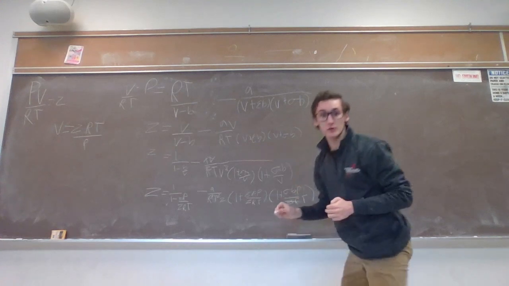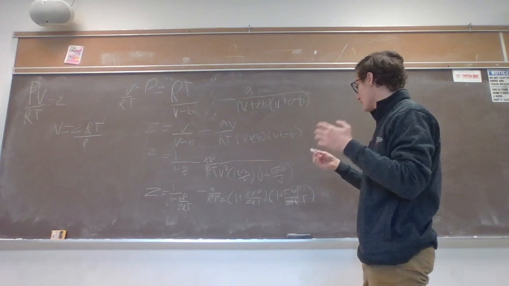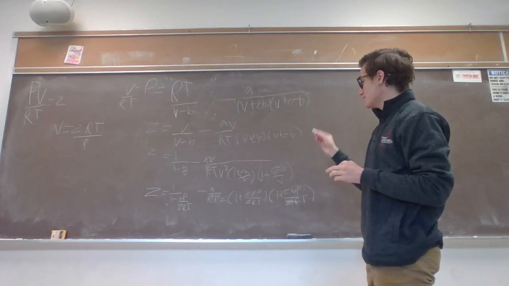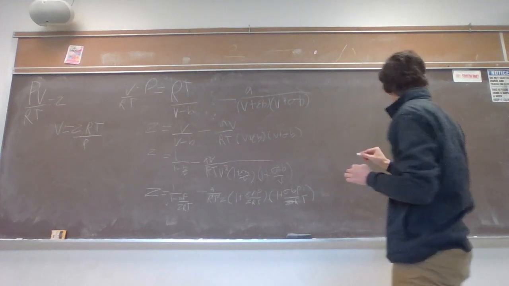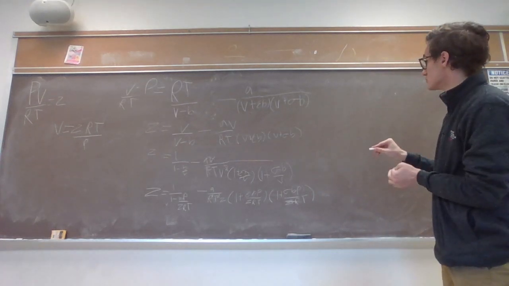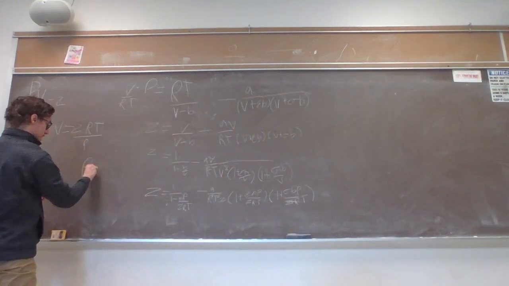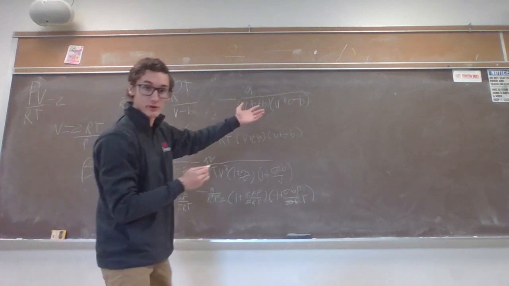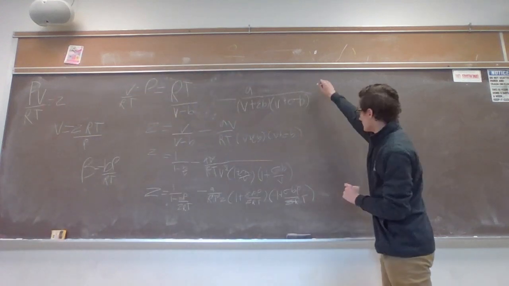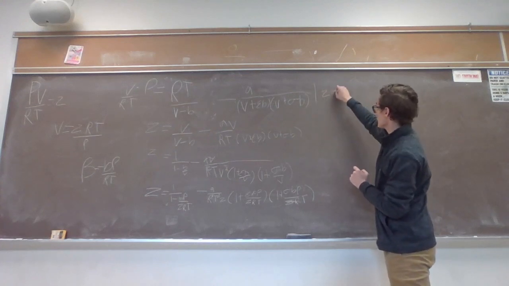Now if you notice, while looking at our formulas, we have a few things that keep popping up and popping up. We have bP over RT, and that pops up a lot. So what we're going to do is abbreviate that. We are going to have beta equal bP over RT. And so now let's rewrite our equation over here.